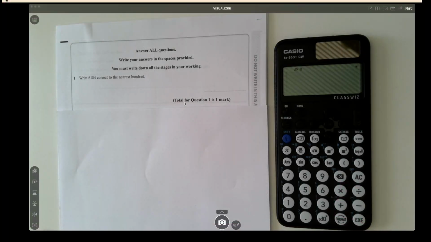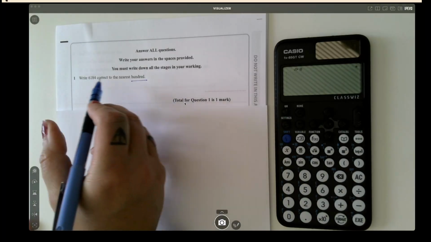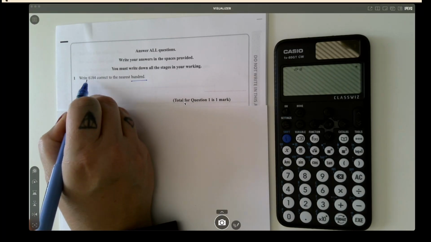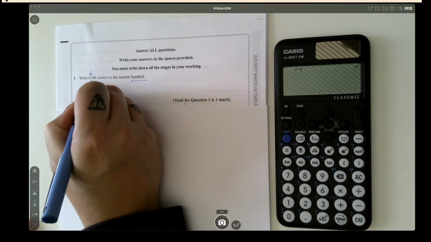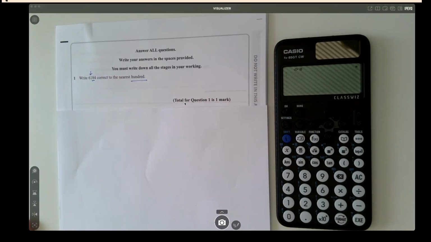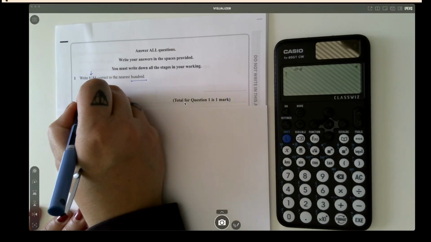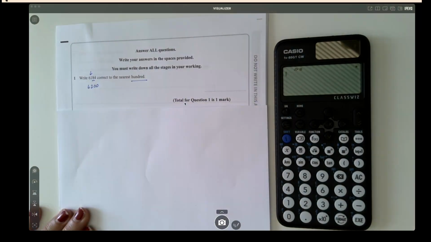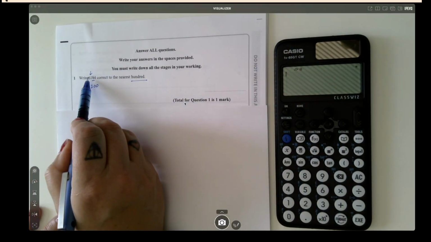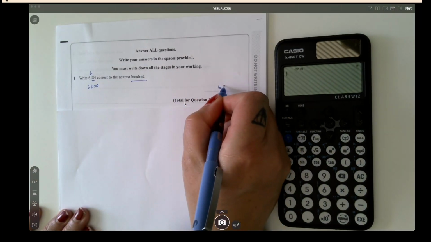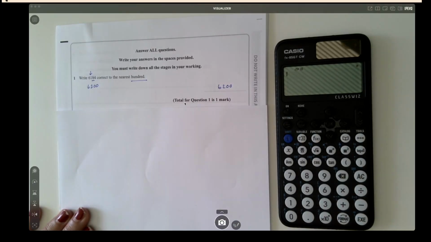Question 1. Write 6,184 correct to the nearest hundred. So units, tens, hundreds, thousands. So this is our hundreds column. So we're going to look at the number to the right in the tens column. If the number to the right is 5 or above, then we're going to round that number up. So it's going to become 6,200. If it was less than 5, it would remain as 6 and a 1, and then it'd be 6,100. So 6,200 on the answer line.